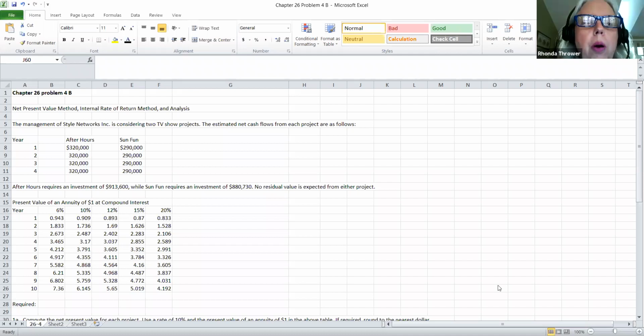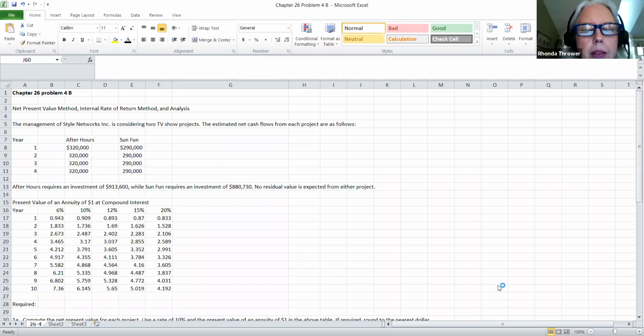I'm sharing with you problem 4B from chapter 26. What we're going to be looking at today are two different proposals that our company is thinking about investing in. We're going to evaluate these proposals and see which one they should choose. So what we're going to be discussing today is the net present value method and also internal rate of return method analysis. We talked a little bit about the net present value method in the last video that we did.